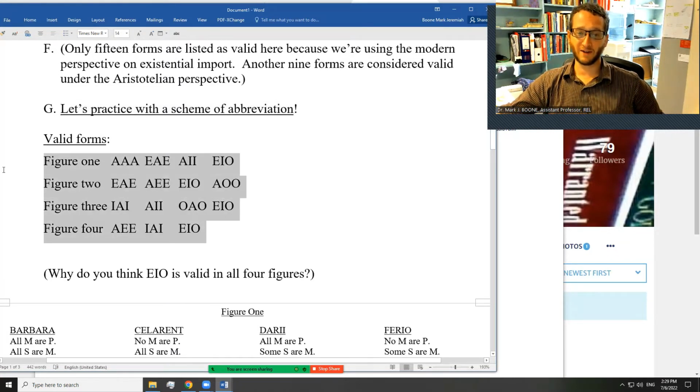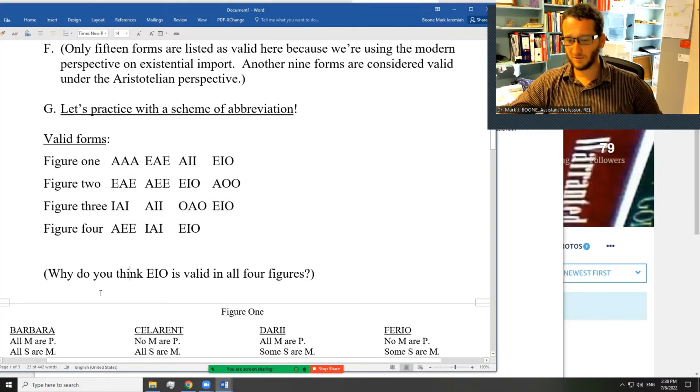Here is the list of valid ones. In figure 1, AAA, EAE, AII, EIO. Those are the valid moods for figure 1. Figure 2, EAE, AEE, EIO, AOO. Figure 3, IAI, AII, OAO, and EIO. And figure 4, AEE, IAI, and EIO. Now, you might notice that I have written here this question. Why do you think EIO is valid in all 4 figures?